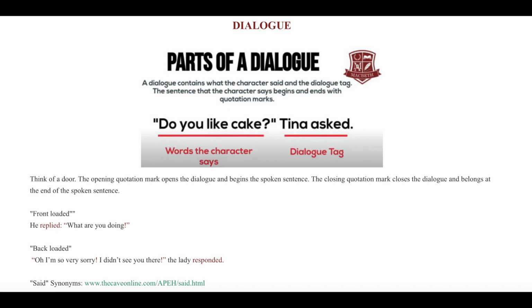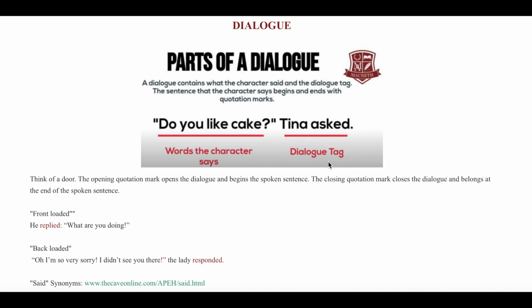Besides having an omniscient or all-knowing narrator directing the action in your story, students are reminded to include dialogue. As for the mechanics of dialogue, that can prove tricky for students. Students need to include quotation marks around the words that the character says out loud or is thinking internally. Think of quotation marks as a door. The opening quotation mark opens the dialogue and begins the spoken sentence. And the closing quotation mark closes the dialogue and belongs at the end of the spoken sentence.